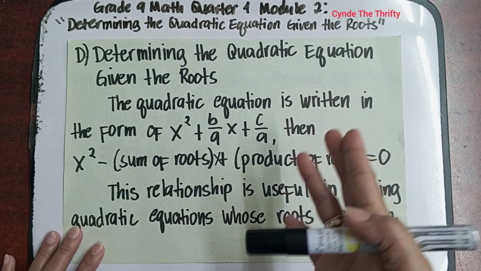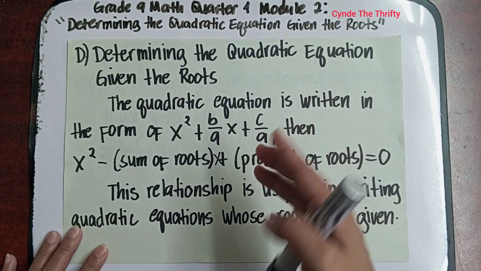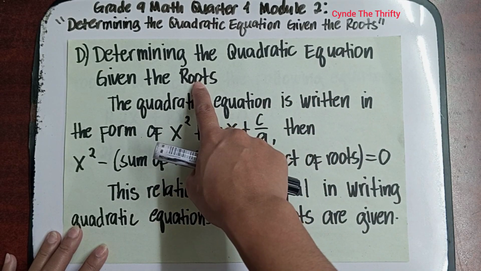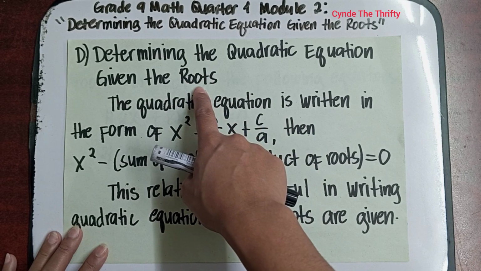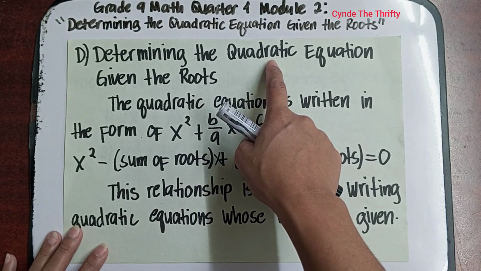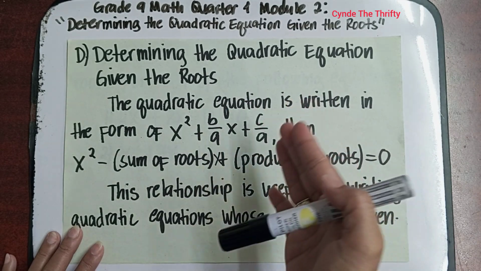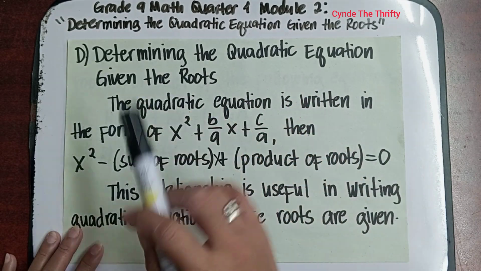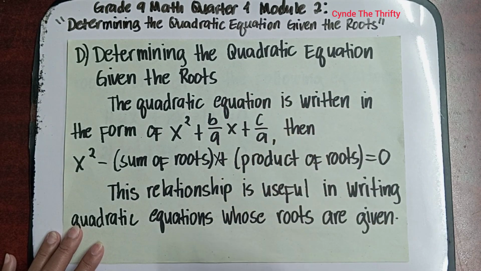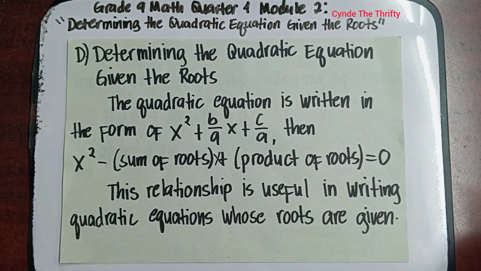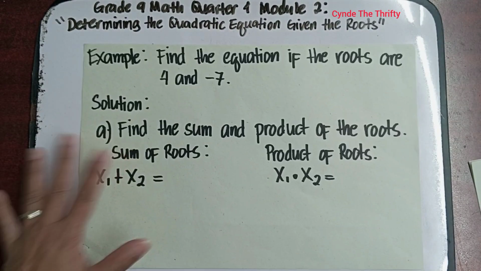Doon sa mga nakaraang lesson natin, ang ginawa natin is nag-solve tayo ng quadratic equation para mahanap natin ang kanilang roots. Ngayon naman, ang gagawin natin is ang roots ang given natin, tapos quadratic equation yung isosolve natin. O, di ba kabaliktaran siya? But don't worry, napakadali lang talaga ng topic na ito. Mas madali pa ito compare sa mag-solve tayo ng roots ng quadratic equation. Okay, so para maintindihan nyo, meron tayong example dito.